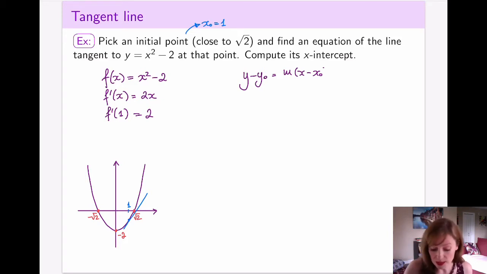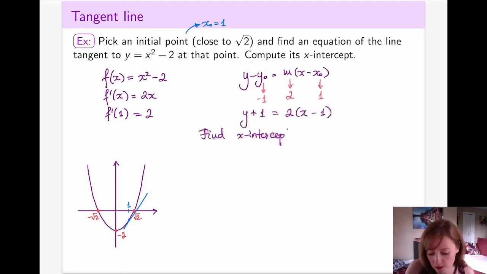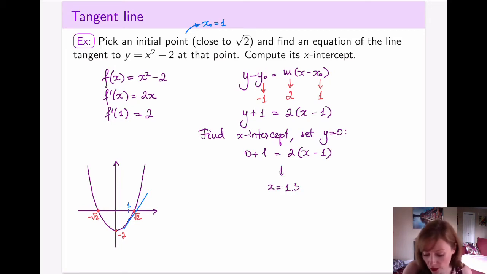So this is the equation of the entire tangent line that I have on the graph. I'm interested in its x-intercept. So in order to find the x-intercept, I'm going to set y to be 0 and solve for x. So what do we get? 0 plus 1 is 2x minus 1. And solving for x will yield x being 1.5. The square root of 2 is approximately 1.412. So this indeed is a fairly close value.